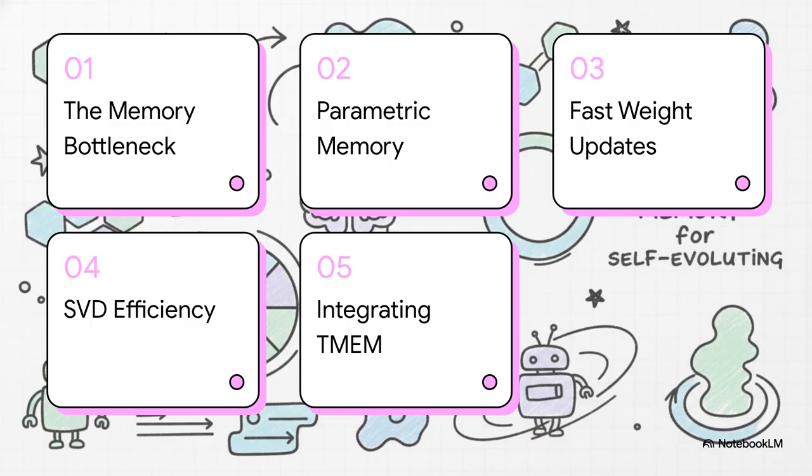Okay, really quickly, here's our roadmap for the explainer. We're going to hit the memory bottleneck, unpack parametric memory, dive into fast weight updates, look at a massive efficiency breakthrough using SVD, and finally, wrap up with how you actually integrate Tmem into your own workflows. Let's get right into it.